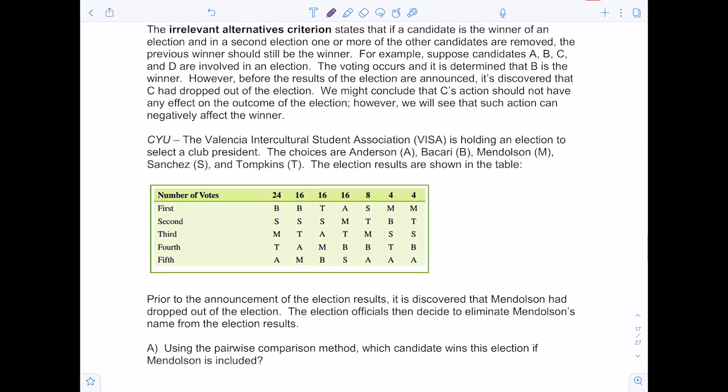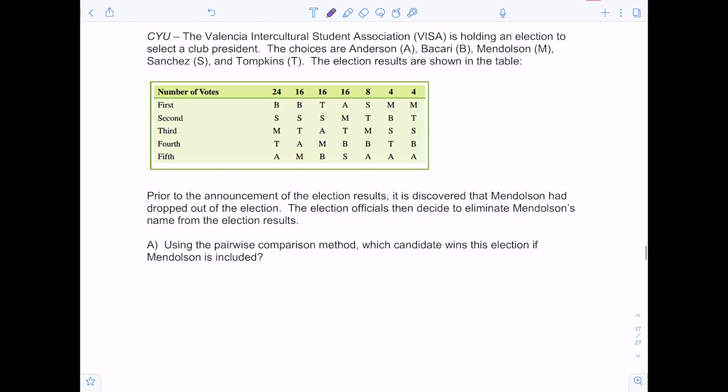So the Valencia Intercultural Student Association is holding an election to select a club president. The choices are Anderson, Bakari, Mendelson, Sanchez, and Tompkins. The election results are shown in the table. Okay, so there's our preference table, and it goes all the way from first place to fifth place. Prior to the announcement of the election results, it's discovered that Mendelson had dropped out of the election. The election officials then decide to eliminate Mendelson's name from the election results. So what we're going to do is use the pairwise comparison method and determine which candidate wins the election if Mendelson's included. Okay, so in other words, we're just going to look at this table based on what we have here.